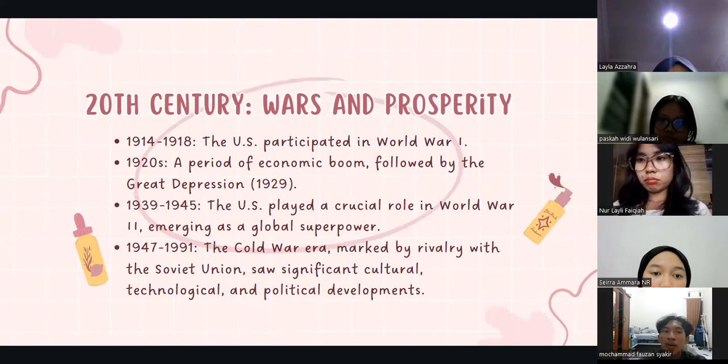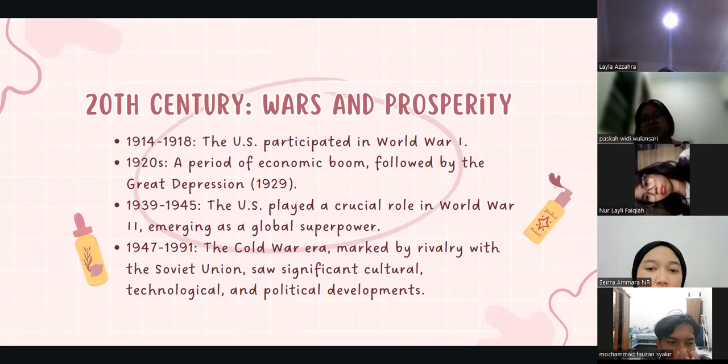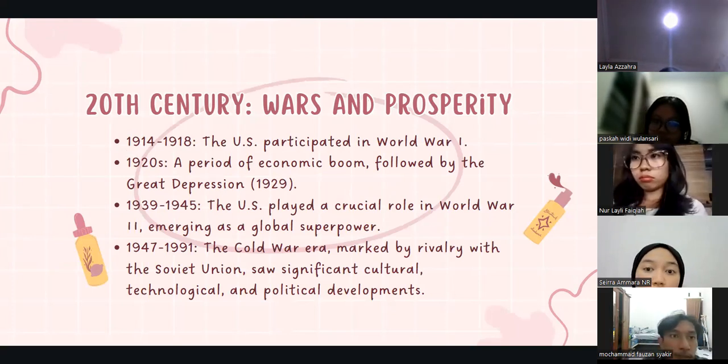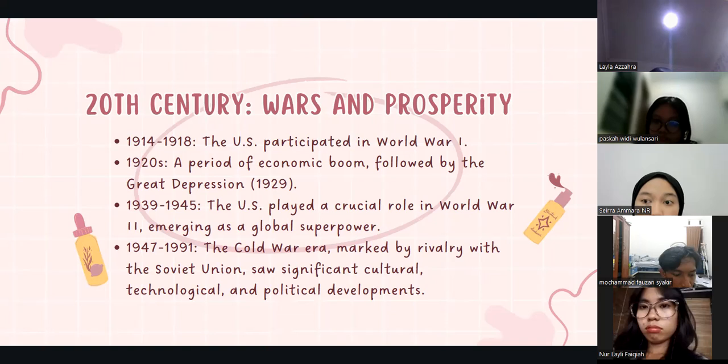20th century, the wars and prosperity. From 1914 until 1918, World War I. From 1914 to 1918, the United States took part in World War I. This was a global conflict involving many countries. The U.S. joined to support its allies and protect its interests. It was a significant moment in American history, marking its emergence as a world power.